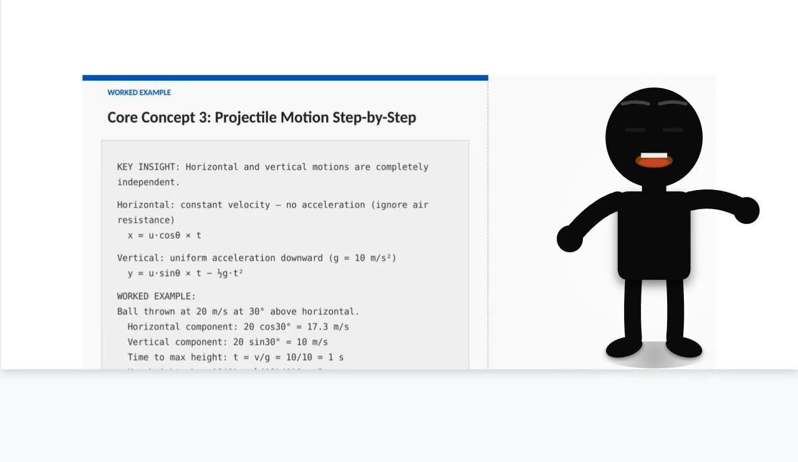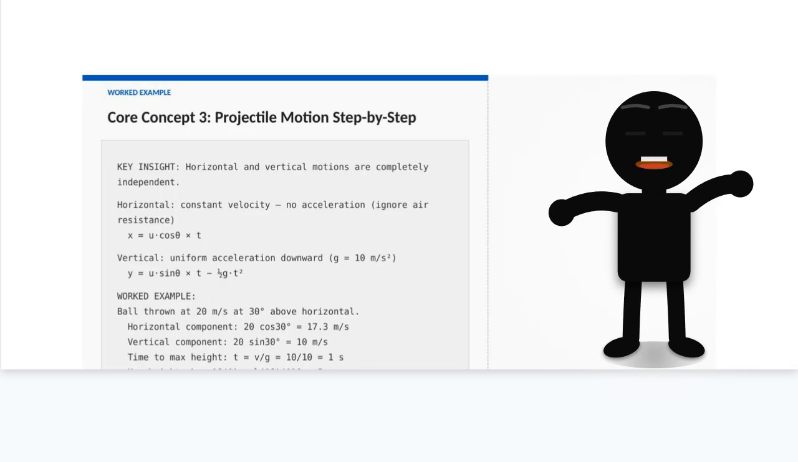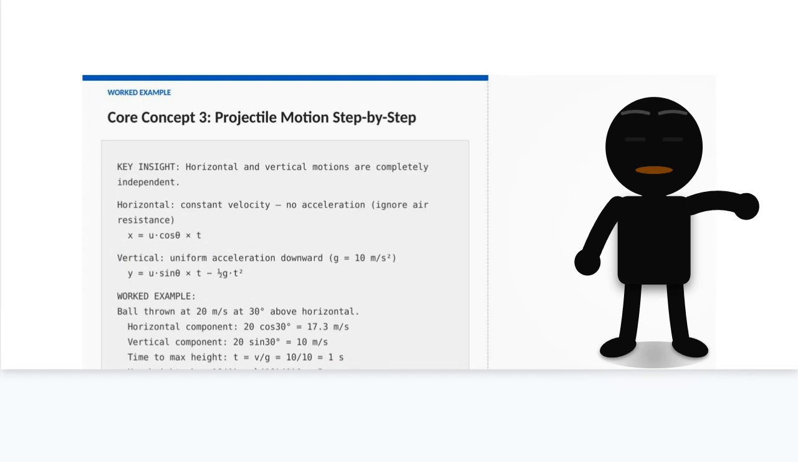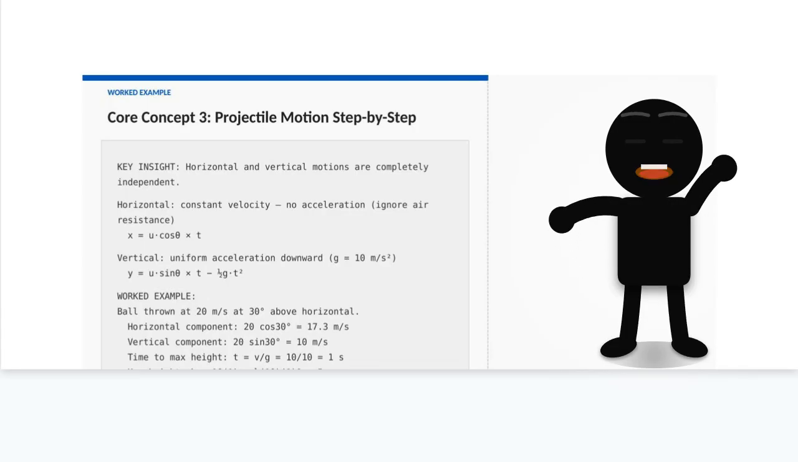Projectile motion looks complicated but becomes simple once you understand one powerful idea: horizontal and vertical motions are completely independent of each other. The horizontal component moves at constant velocity, there is no horizontal force, so no horizontal acceleration, assuming we ignore air resistance. The vertical component behaves exactly like an object thrown straight up or dropped, it experiences constant downward acceleration due to gravity.